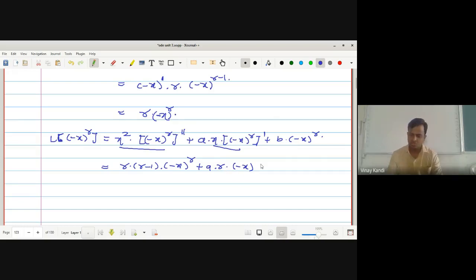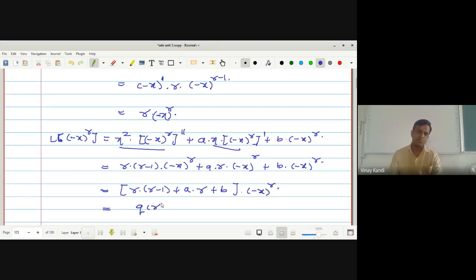Minus x bracket raised to r, plus b into minus x raised to r. Now taking minus x raised to r common, here we get r into r minus 1 plus a into r plus b, into minus x raised to r. So what is this? Q of r into minus x raised to r.